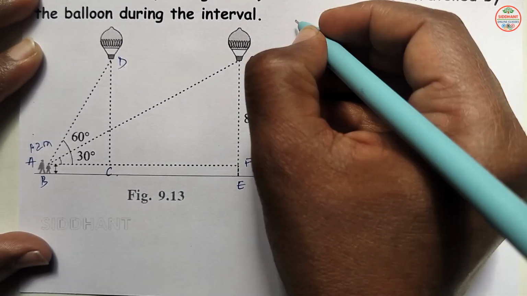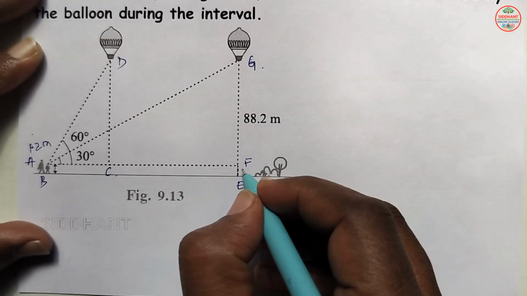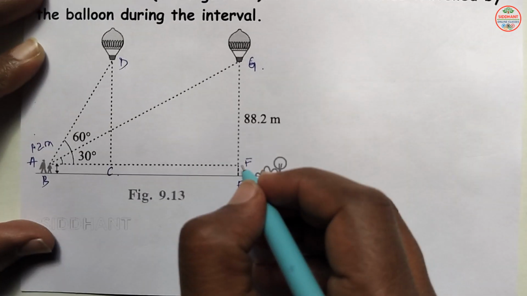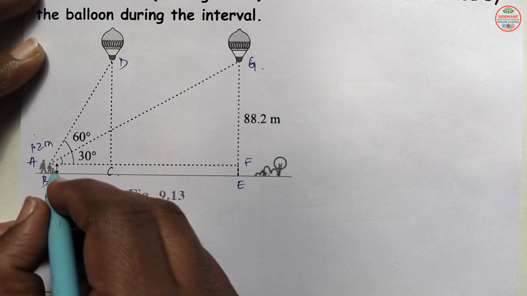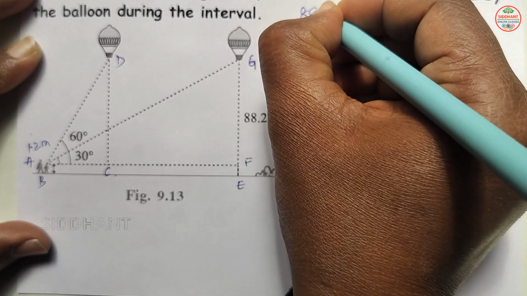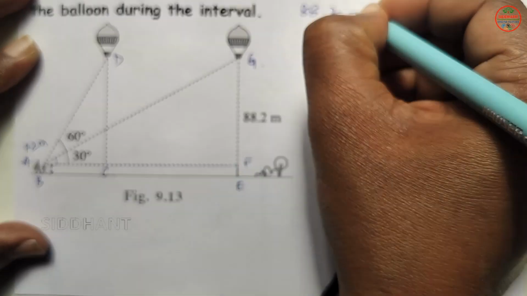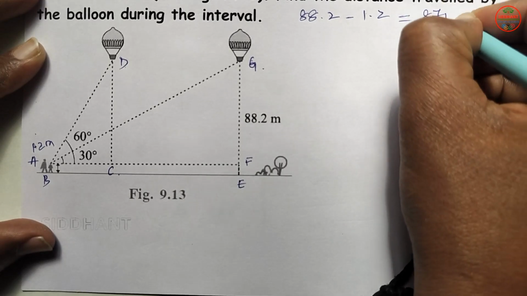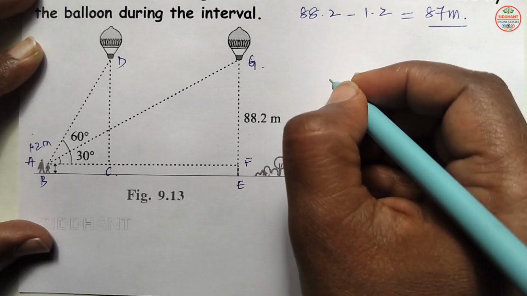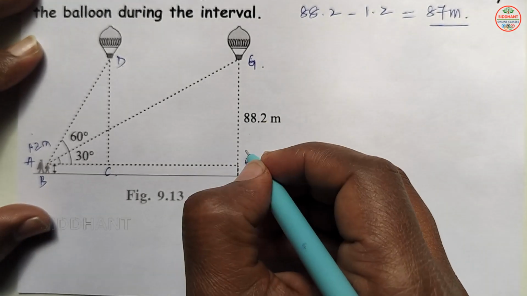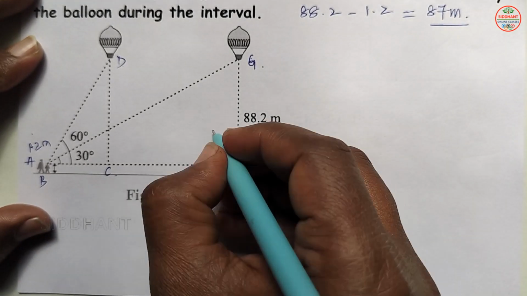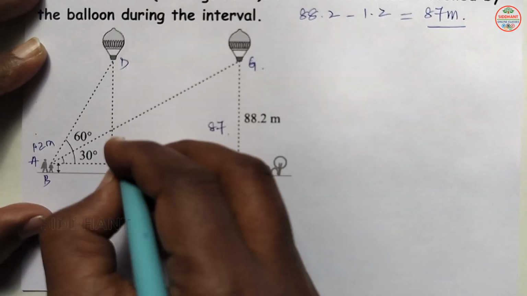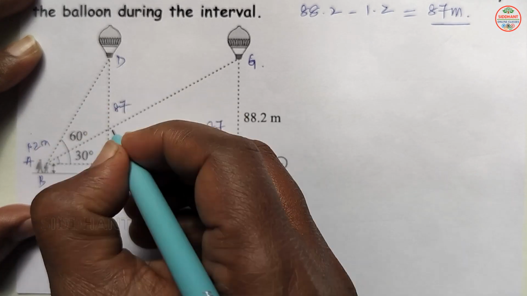So first we take the height of the balloon from the eyes of the girl, that means 82.2 minus 1.2 meters, that will be 81 meters here. So here we got the height GF, which is 81 here. The same height will be for DC also. So this is also 81 here.